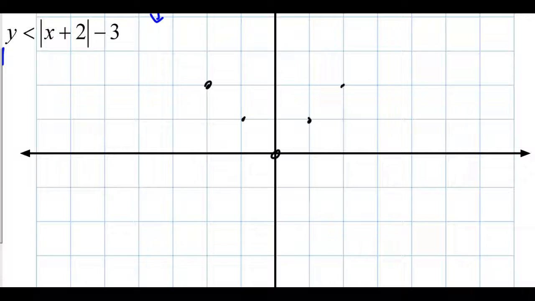2 units left and 1, 2, 3. That's the vertex. 2 units left, 1, 2, 3. 2 units left, 1, 2, 3. And these 2 points also move. And so I'm going to graph that with a dotted line.